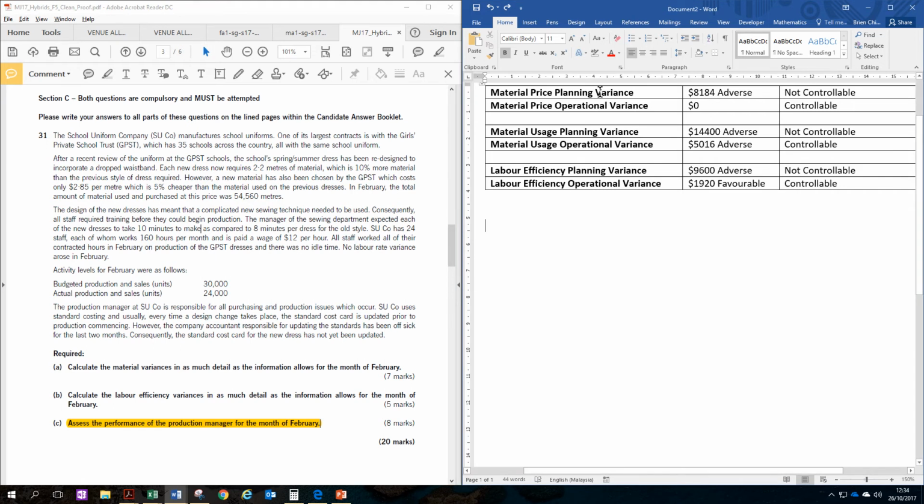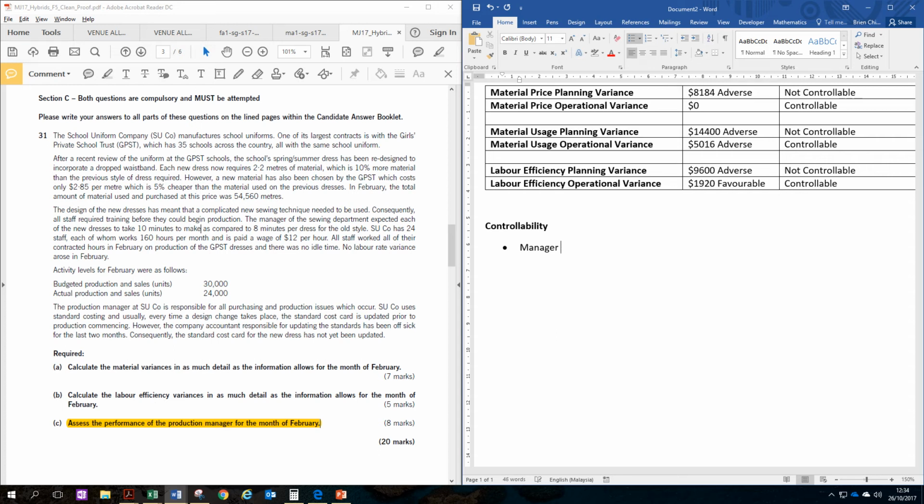So whenever we have variances involved, when we talk about performance, we will deal with the variances first. And from there, we will try to look at information which links to the variances. Since I have planning and operational variances, we're going to look at controllability. Those of you who have done your studies, you will know that planning variances are usually not controllable and operational variances are usually controllable. But we need to look on a case-by-case basis whether they're controllable by this manager or not.